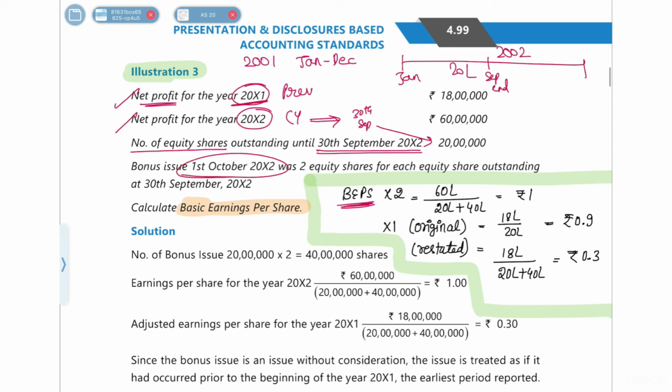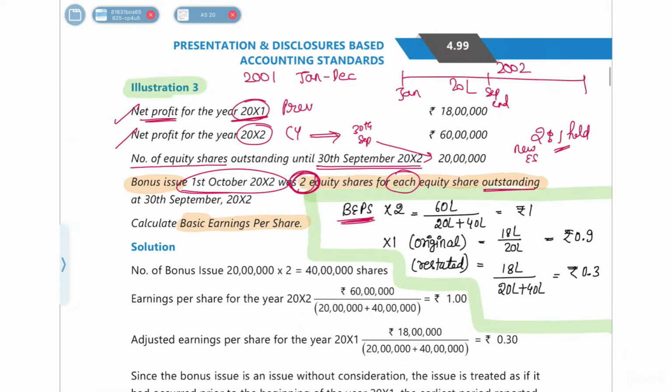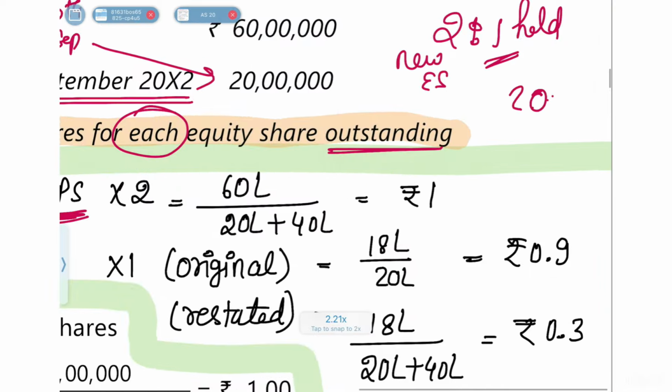That is, on 1st October, you had a bonus issue. You had something called a bonus issue, in which you issued 2 equity shares for each equity share outstanding. That means for every 1 share in the company, you issued 2 shares. Correct? So here the ratio is going to be 2:1. That means for every share that you have held in the company, they issued 2 new equity shares. This happened in the year 2002.